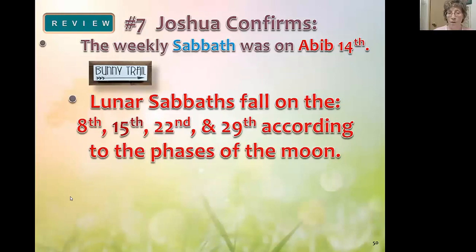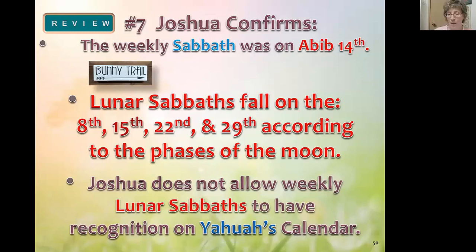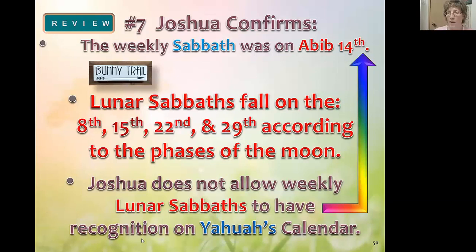They fall, according to what I understand, on the 8th day of the month, the 15th day of the month, the 22nd, and the 29th, according to the phases of the moon. And it could be the crescent, the conjunction, or the full moon. It doesn't matter. Those are the days of the Sabbaths in a lunar calendar. But Joshua does not allow a weekly lunar Sabbath to have recognition on Yahuwah's calendar. He says, this year when I crossed the Jordan, Sabbath was on the 14th. It was not on the 15th. So that kind of gives the lunar Sabbath people a little bit of a challenge, or the lunar Sabbath calendar. Let me say it that way.